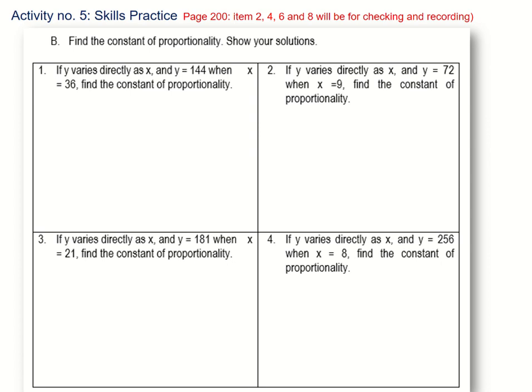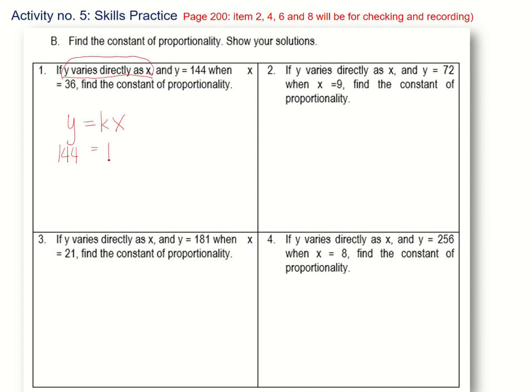Let's check your work. Let's start with item number 1. If y varies directly as x and y is equal to 144 when x equals 36, find the constant of proportionality. It's very easy. So first step is we're going to translate this one into an equation. So we have y varies directly as x. And y is equal to 144 when x is equal to 36.